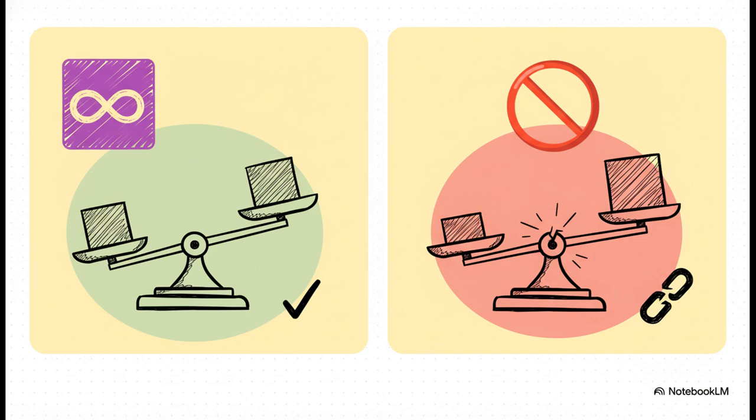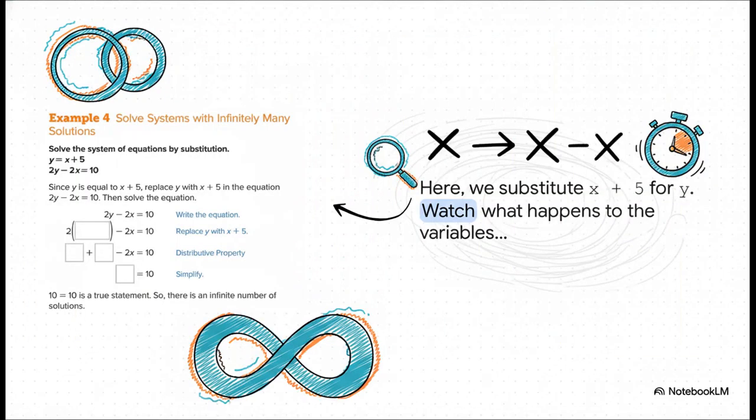If the variables disappear and you're left with something that is always true, like 5 equals 5, that means you have infinite solutions. But if they disappear and you're left with something that's impossible, like 5 equals 2, that means there's no solution at all. Let's see this in action. Take a look at this system.